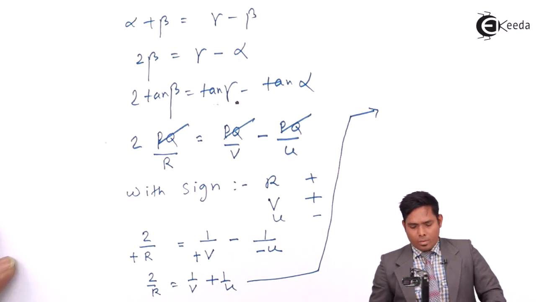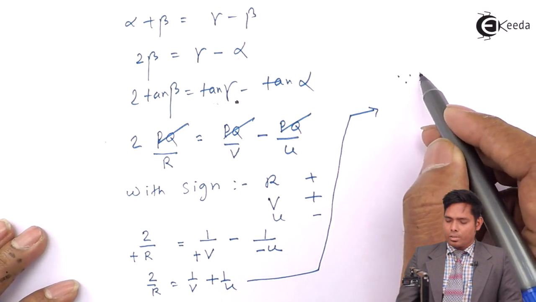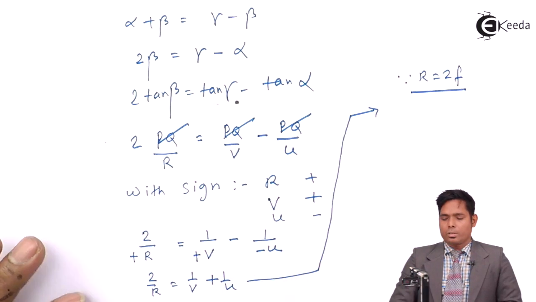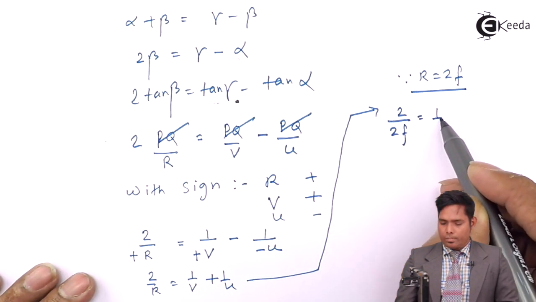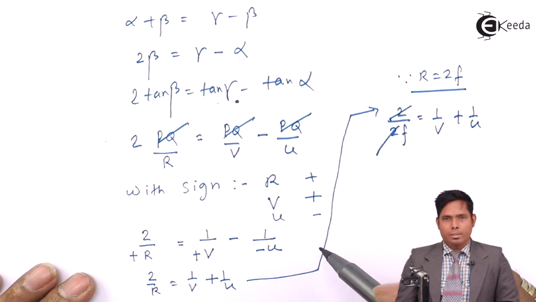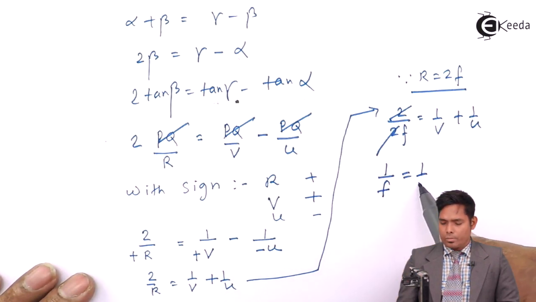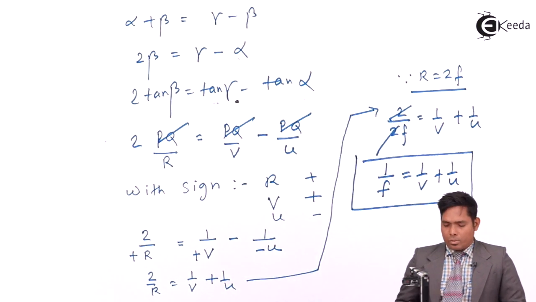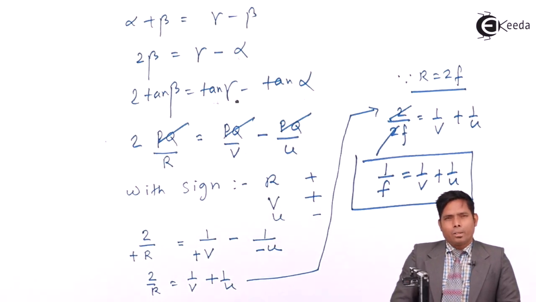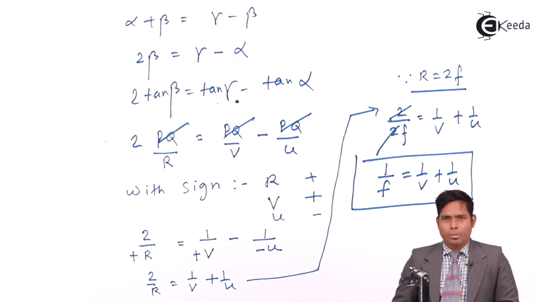Because R is 2F, I will substitute R equals 2F in the equation, so I will get 2 divided by 2F, the 2 cancels out, and it is 1 by F. So this is exactly the same equation that we got last time. So what is the conclusion? The conclusion is that whether you take a concave mirror or a convex mirror, the mirror formula comes out to be 1 by V plus 1 by U is 1 by F. Okay, this is the mirror formula.